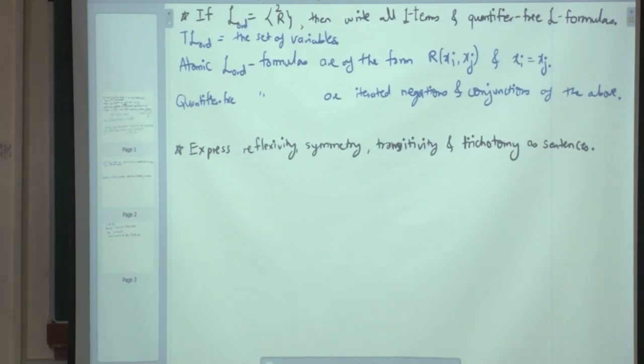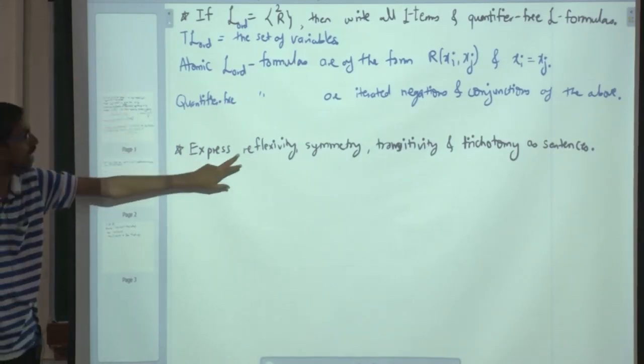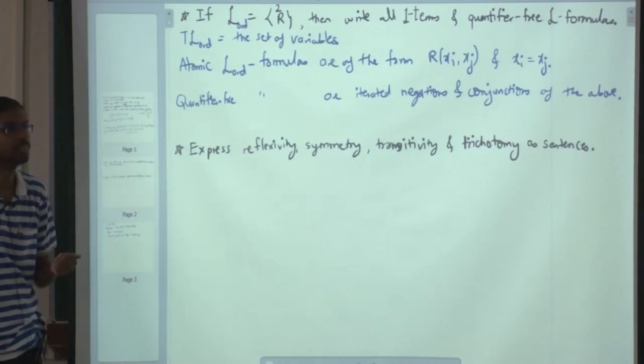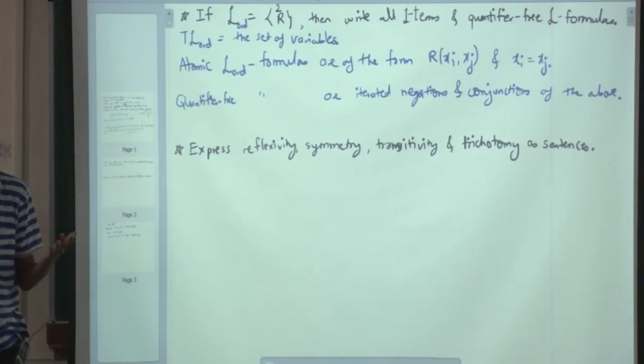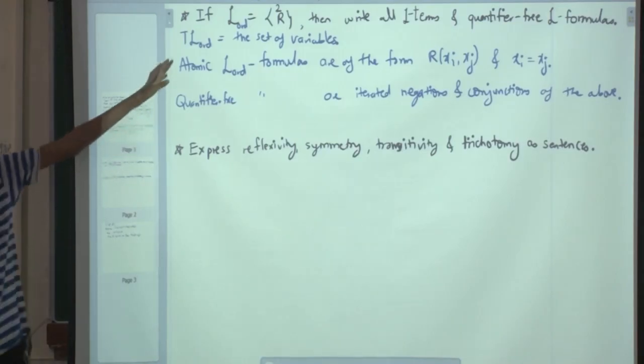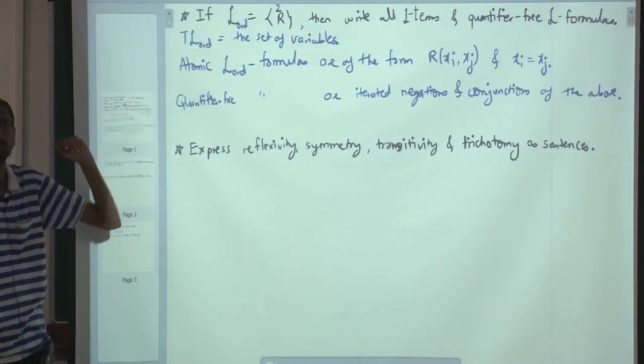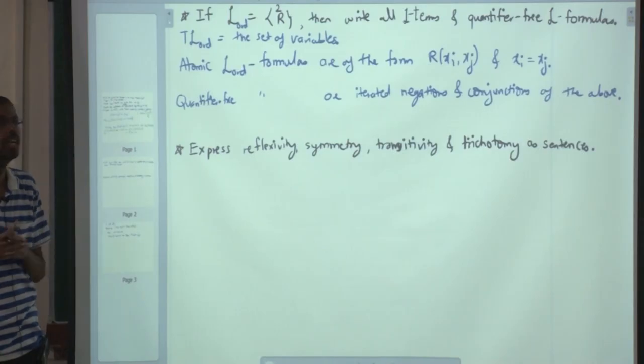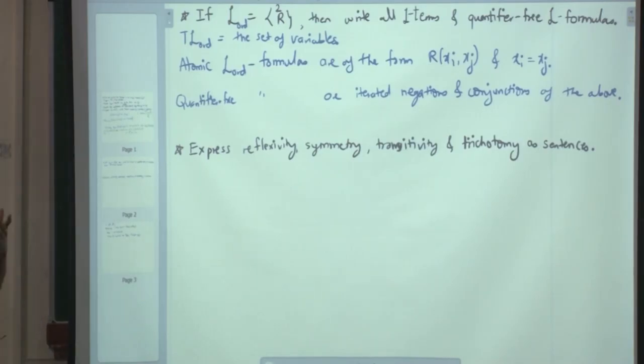Okay, so in the same language, now express reflexivity. You all know the definition of reflexivity. When is R a reflexive relation? Tell me. R of A comma A for all A. But A is not the right variable name. For all W, very good. So for all W, what should I write? R W W.